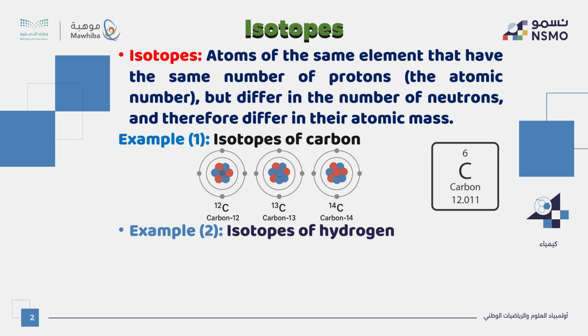Let's move to example number 2, the isotopes of hydrogen. Hydrogen has an atomic number of 1, so every hydrogen atom has 1 proton. Hydrogen has 3 main isotopes. Protium has 1 proton and 0 neutrons. Deuterium has 1 proton and 1 neutron. Tritium has 1 proton and 2 neutrons. These are all hydrogen atoms, but their mass numbers are different because the number of neutrons is different.